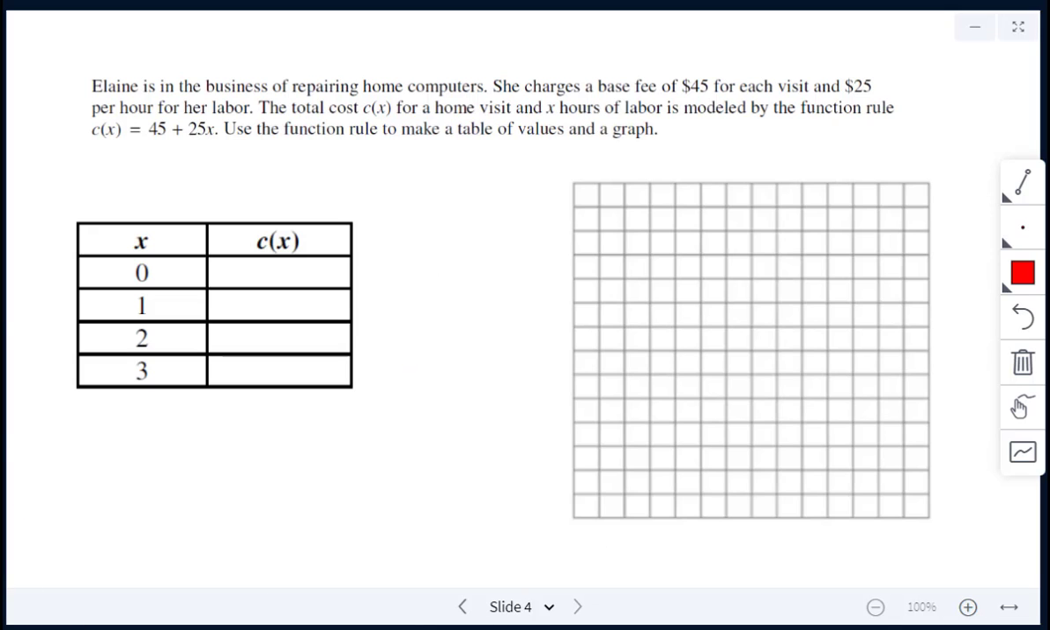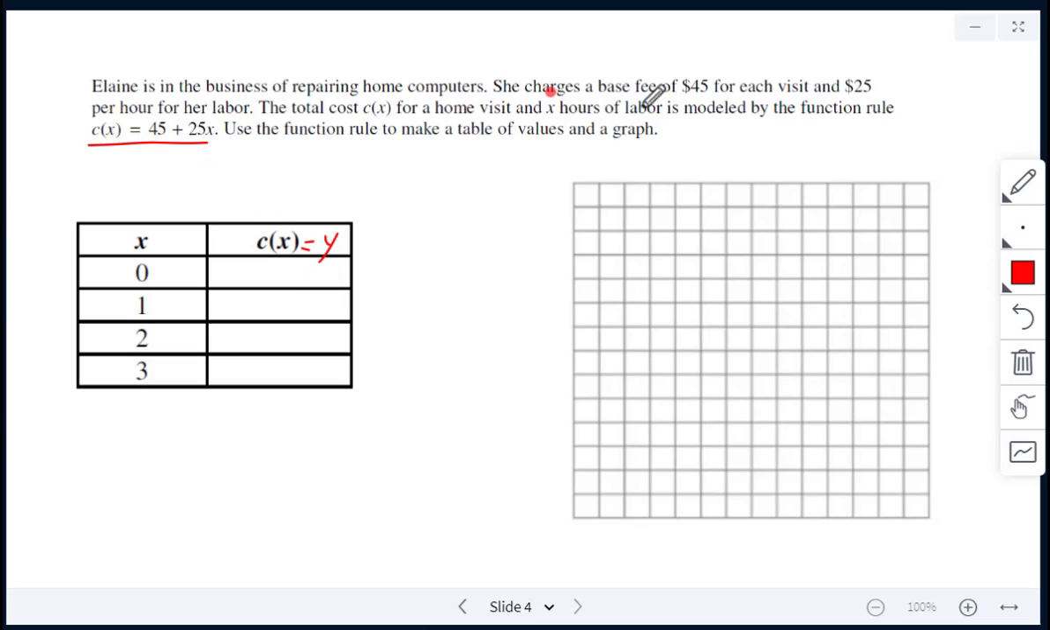All right, so our word problem here. Elaine is in the business of repairing home computers. She charges a base fee of $45 for each visit and then $25 per hour for her labor. The total cost, which is C of X, is also our y. So I'm just going to put here that it's equal to our y as we're used to. The total cost for a home visit and X hours of labor is modeled by the function rule C of X equals 45 plus 25X.